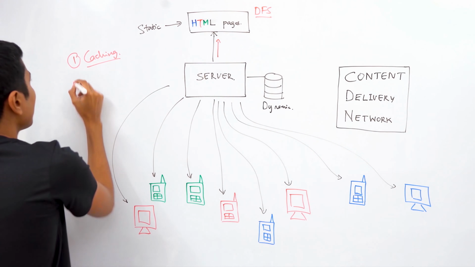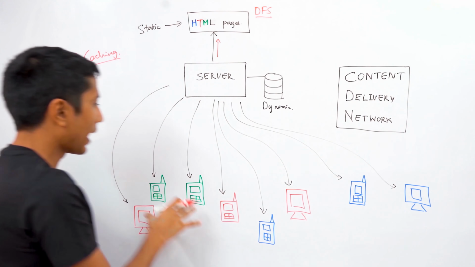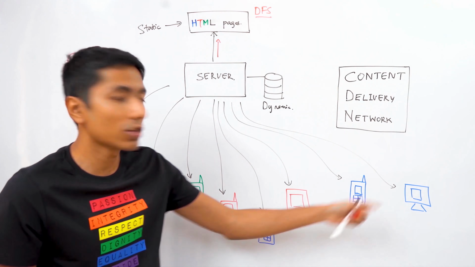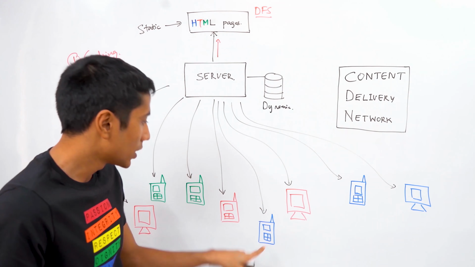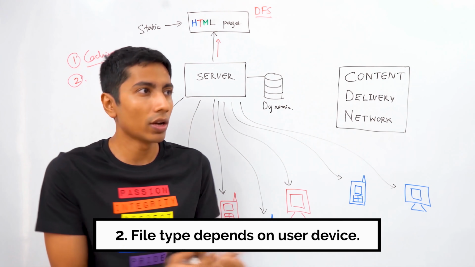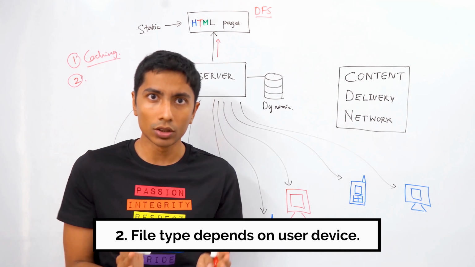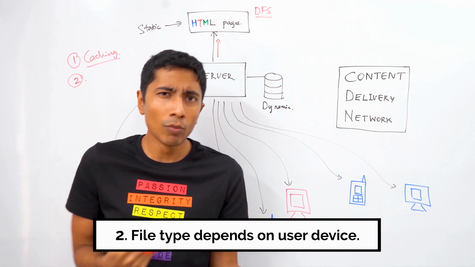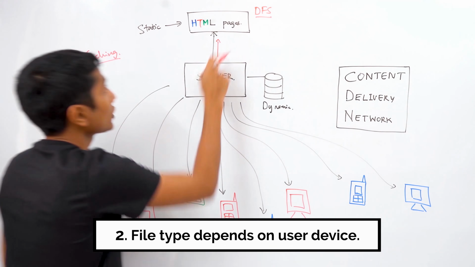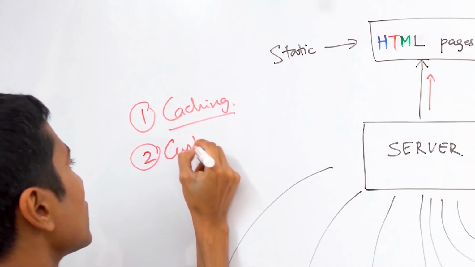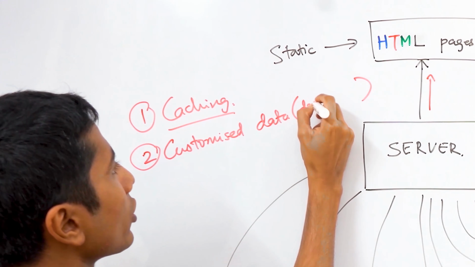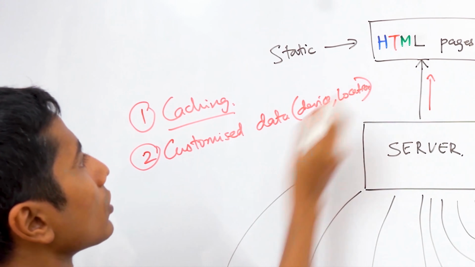The second thing is that you may have different types of HTML pages that you want to send to different types of devices. So this is a desktop, this is a mobile. The HTML page for a mobile is going to be a little smaller and longer. It's also going to be maybe more responsive. Depending on the device, you are changing the requirements of the HTML page. So there is customized data that you want to send, and this is according to device or location.